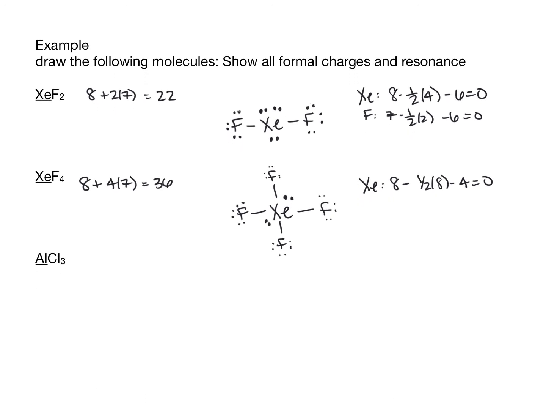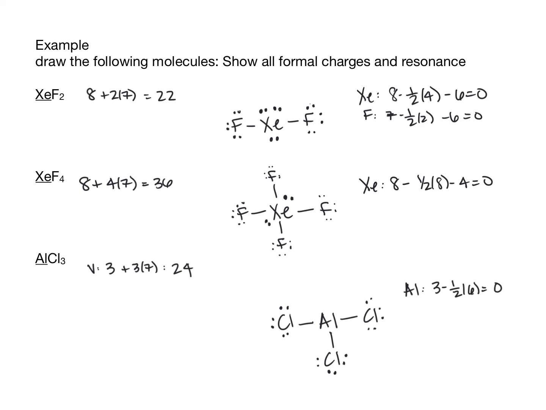So let's look at aluminum trichloride. The valence electrons are 3 plus 3 times 7, so that's going to give us 24. We'll put our aluminum in the center and connect to our 3 chlorines. As we add the valence electrons to each chlorine, we note that we've used all 24 electrons. But based on the location in the periodic table, aluminum can violate octet by not having enough. So it would be 3 minus half of 6, and that equals 0.